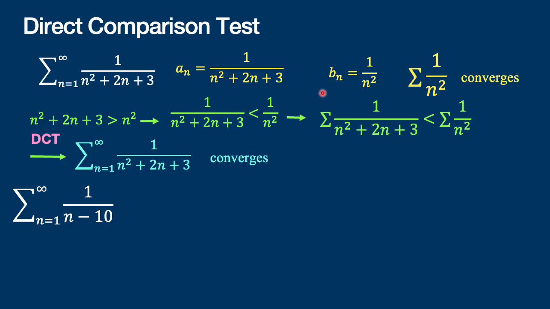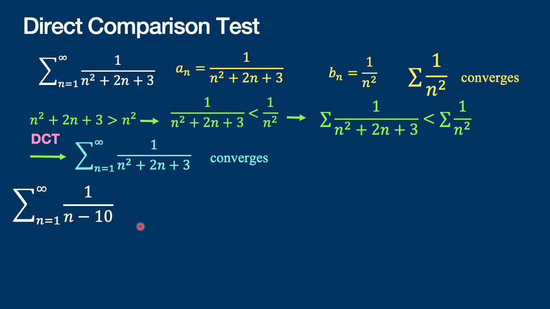Here's a very important concept, guys. You have to find the benchmark series. If you want to prove convergence, a_n is less than b_n. That's where you find the benchmark series. This is a p-series that converges. So the benchmark series is going to be a p-series or a geometric series. Keep that in mind, guys.